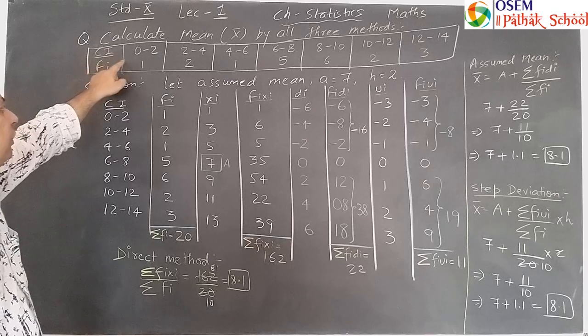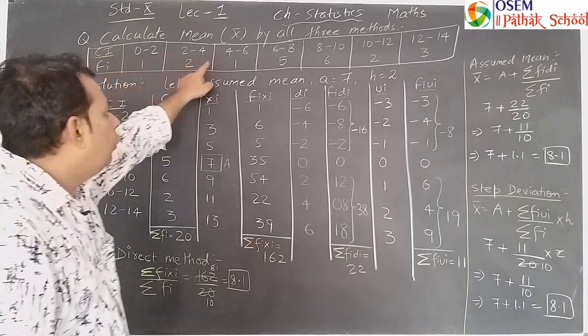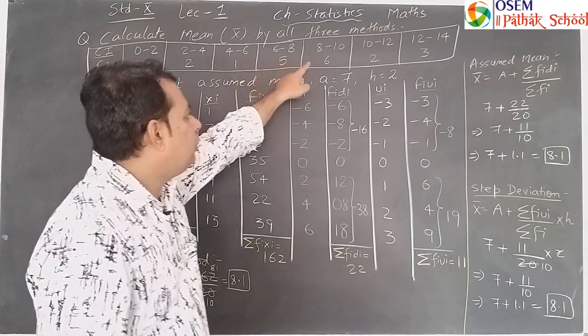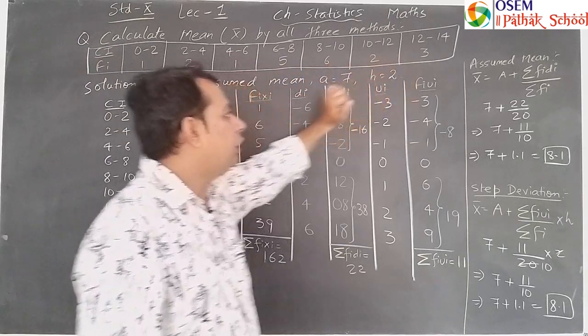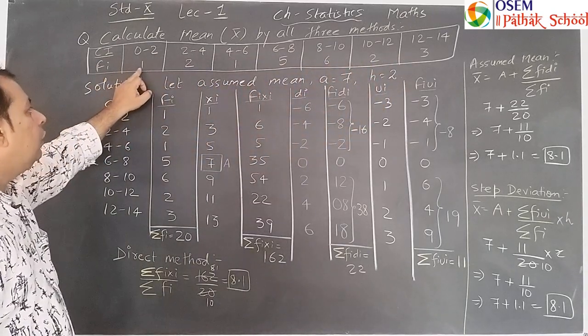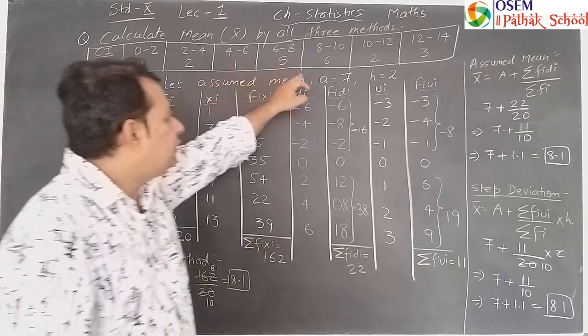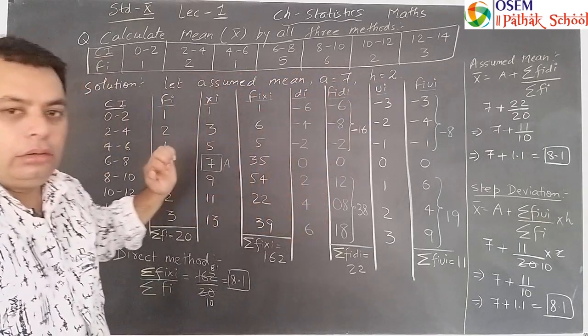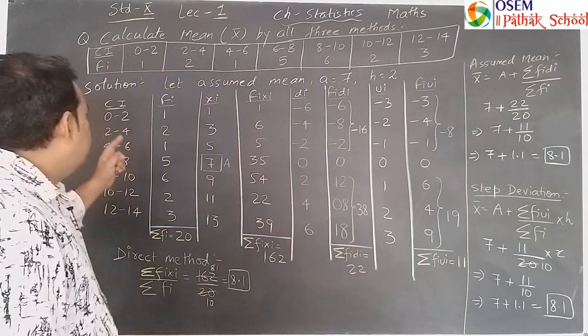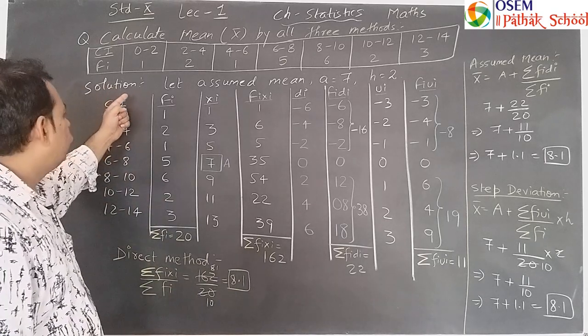Class intervals are given: 0 to 2, 2 to 4, 4 to 6, 6 to 8, 8 to 10, 10 to 12 and 12 to 14. And the frequencies are given. Okay, I am now showing you the solutions. Now you can see the solutions over here.